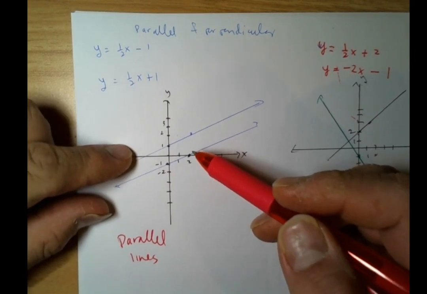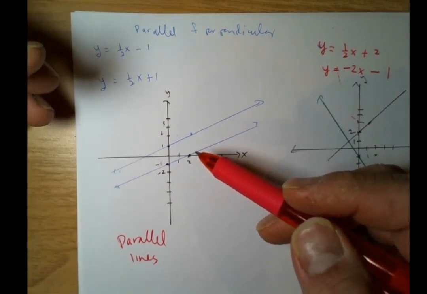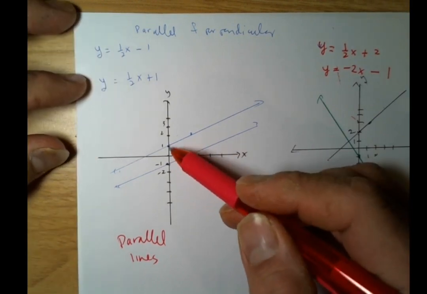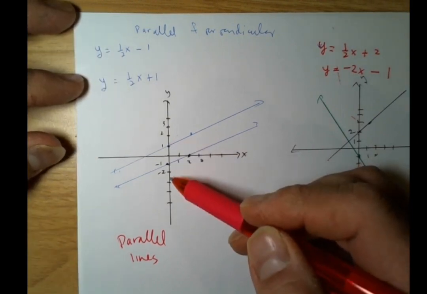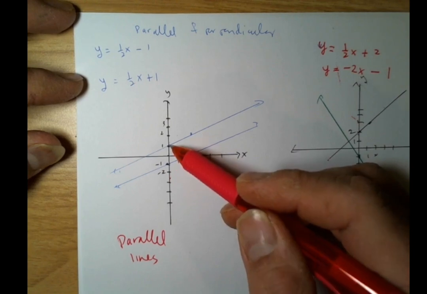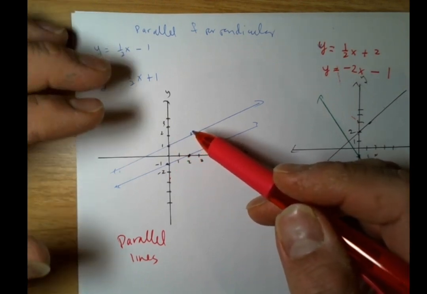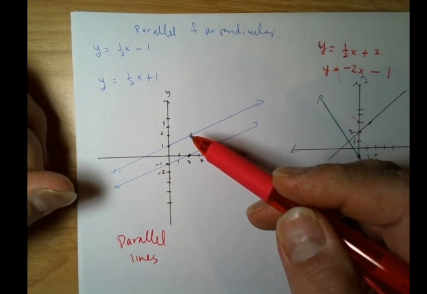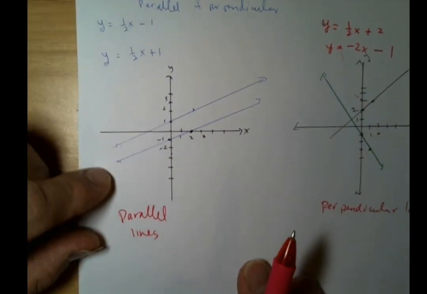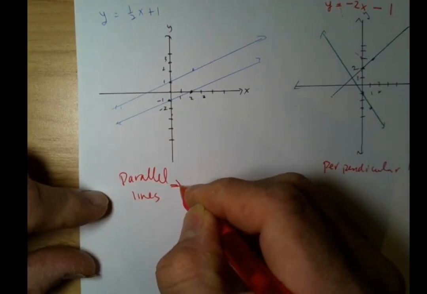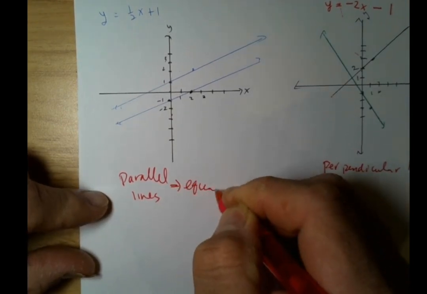But the rate at which they change, the slope, is the same. So they have the same rise and the same run. Given that they cross at different points on the y-axis, they're always rising and running at the same rate, so they're never going to intersect each other. So the way we can tell that two lines are parallel is that they have equal slopes.